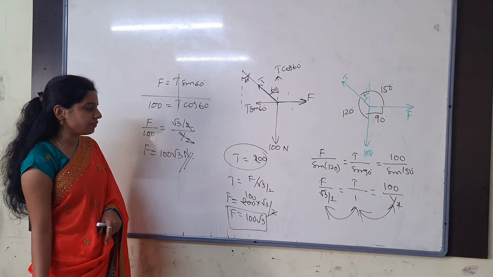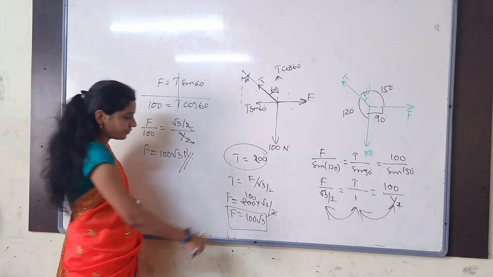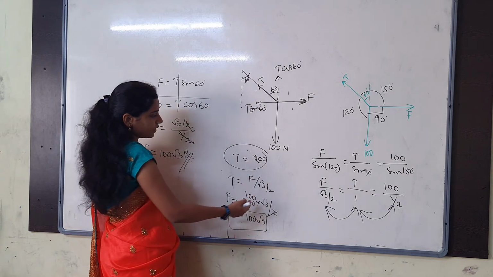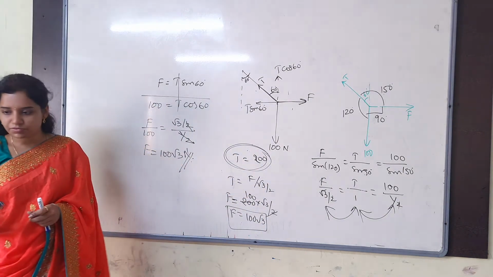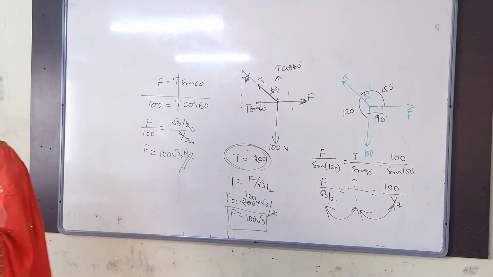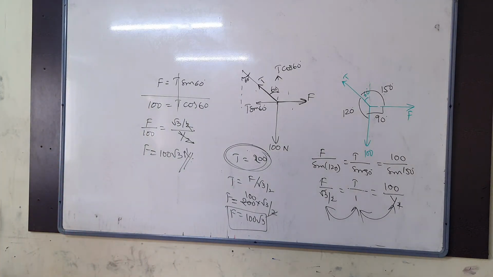From this you can even find the T value. So F is 100 root 3; what is the T value you get? T equals, we already got it, na? How much? 200 newtons. Why did you get 50? 200 only, ma'am. 1 by 2 again you have done as 50.